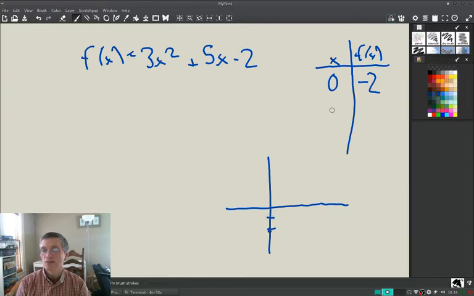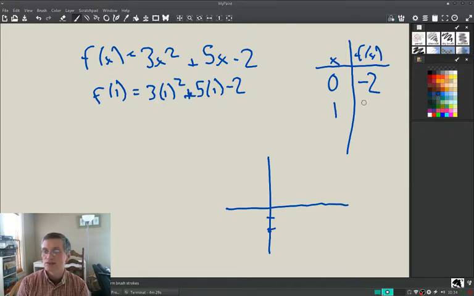Well, let's try another point. 1 is pretty easy. f of 1 equals 3 times 1 squared plus 5 times 1 minus 2. Let's see, that's 3. Plus 5, that's 8. Minus 2 is 6. So it goes through the point (1, 6).